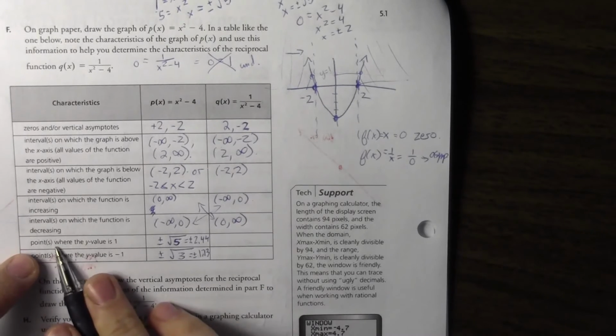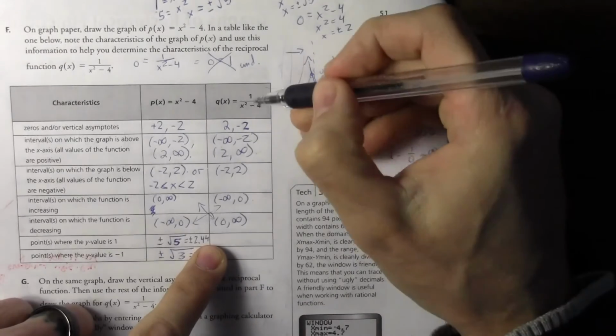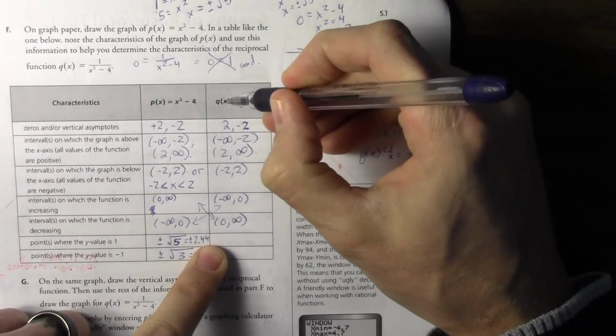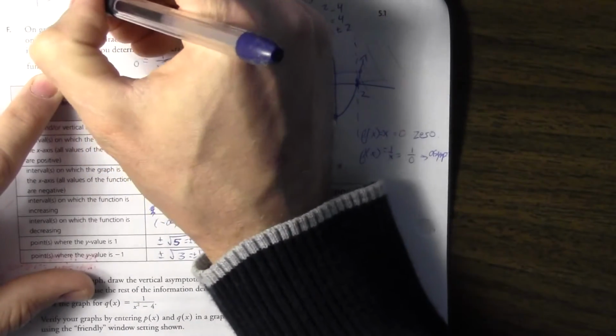And finally, points where the y value is equal to 1. We can do this by subbing in 1 for y here. We sub in 1 for y up here in the reciprocal function.